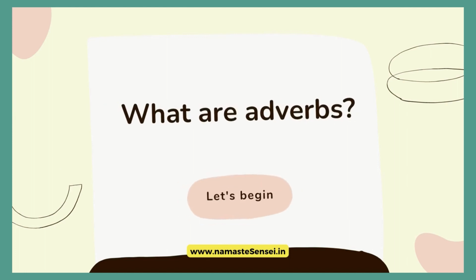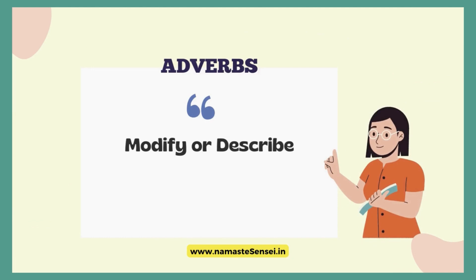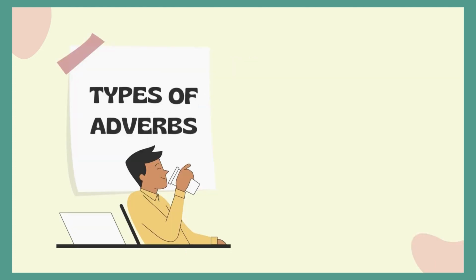First, let us start with, what are adverbs? Adverbs are words that modify or describe verbs, adjectives, or other adverbs in a sentence. I will explain to you how an adverb modifies all of them in the later part of the video. Before that, let's get aware of the different types of adverbs.